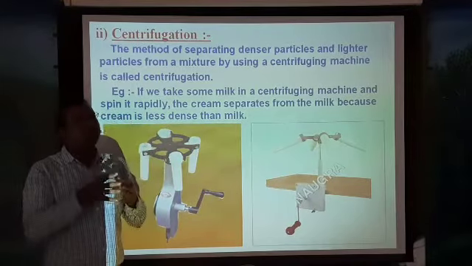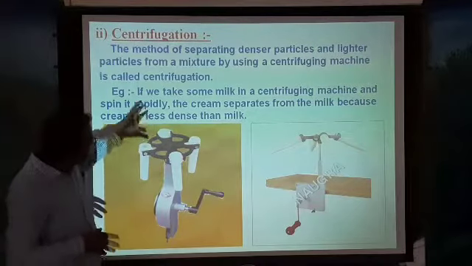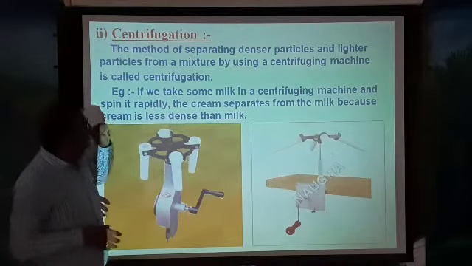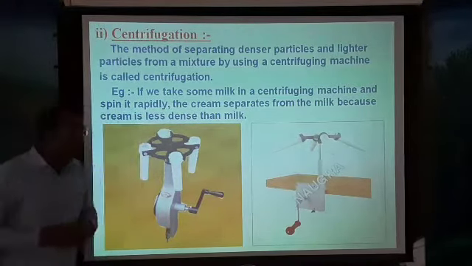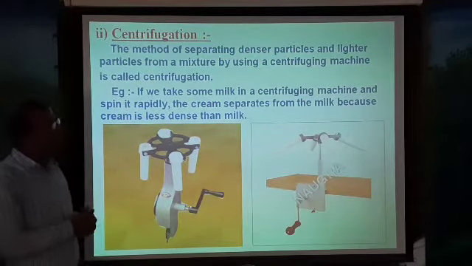So this is also one kind of method for separating denser particles from lighter particles. This is called centrifugation. Usually this is used in the laboratory for separating denser particles and lighter particles from a mixture.